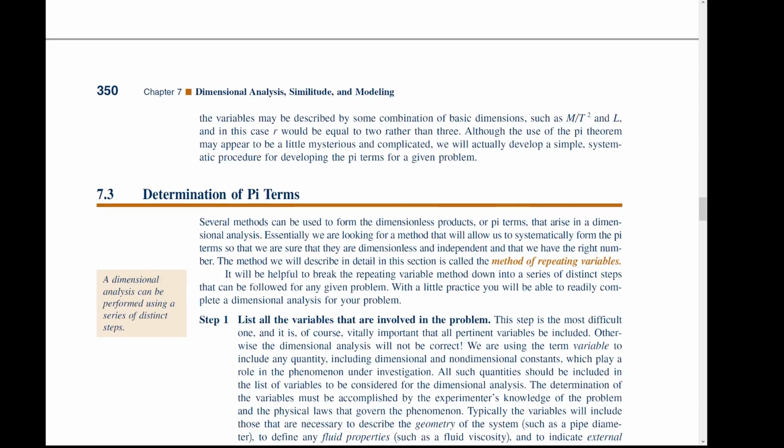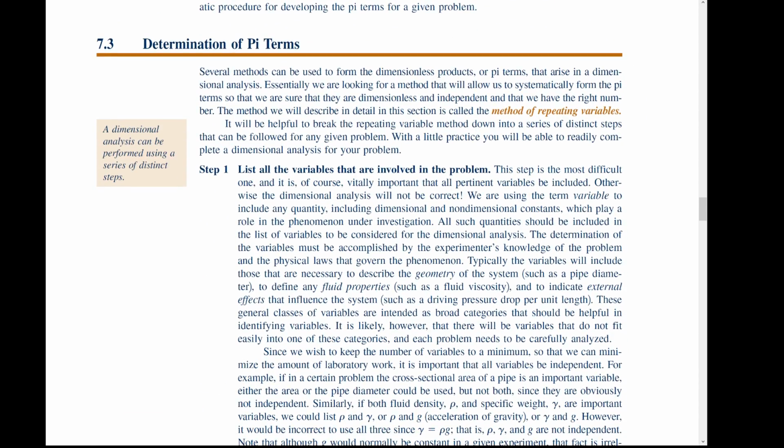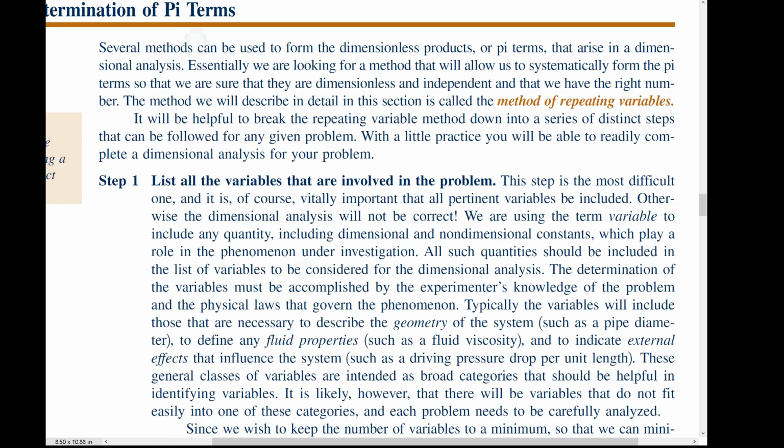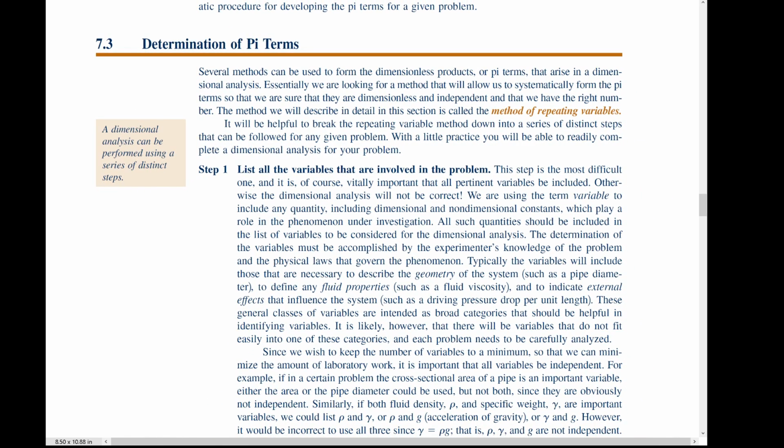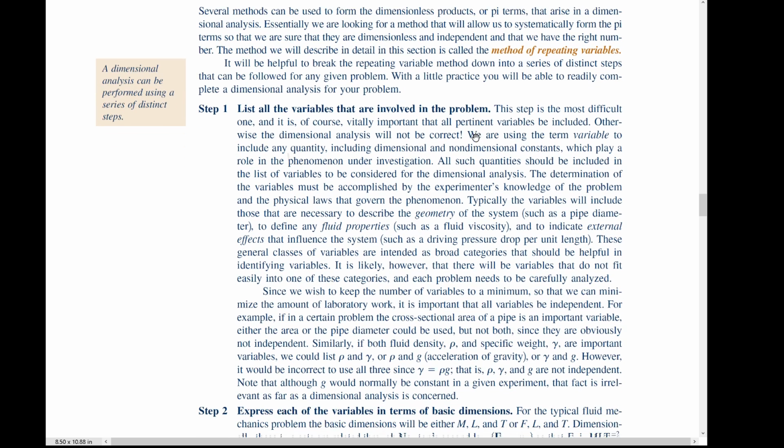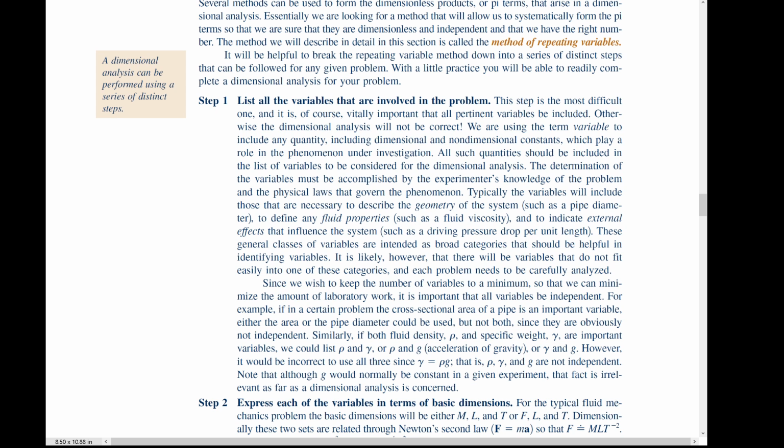Okay. Determination of pi terms. Alright, so this is it. Several methods can be used to form the dimensionless products or pi terms that arise in a dimensional analysis. Essentially, we're looking for a method that will allow us to systematically form the pi terms so that we are sure that they are dimensionless and independent and that we have the right number. The method we will describe in detail in this section is called the method of repeating variables. It will be helpful to break the repeating variable method down into a series of distinct steps that can be followed for any given problem. With a little practice, which is what I still need, you will be able to readily complete a dimensional analysis for your problem.